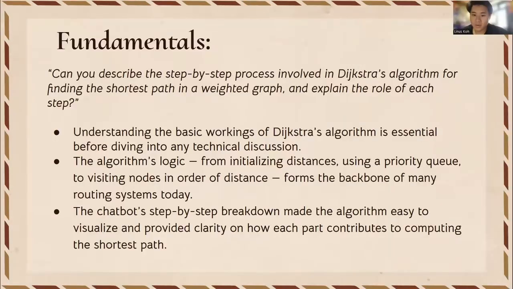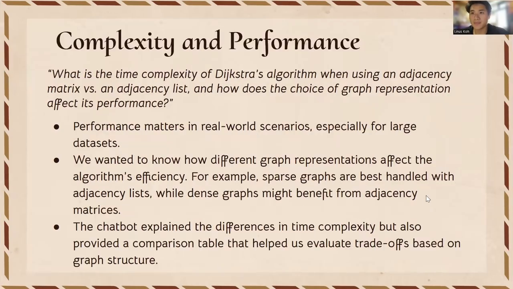For fundamental questions, we ask, can you describe the step-by-step process involved in Dijkstra's algorithm for finding the shortest path in a weighted graph and explain the role of each step? We ask this question because understanding the basic working of the algorithm is essential before diving into any technical discussion. The algorithm's logic from initializing distances using a priority queue to visiting nodes in order of distance forms the backbone of many routing systems today.